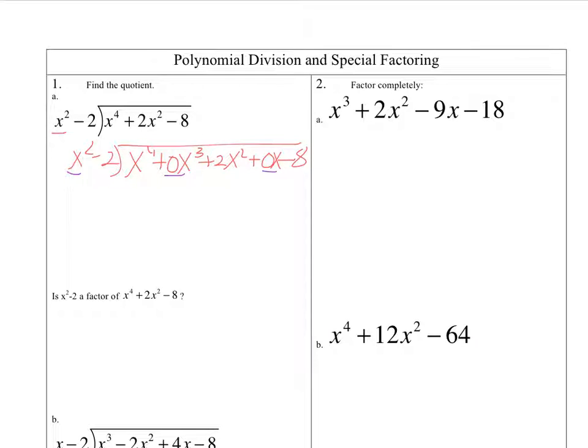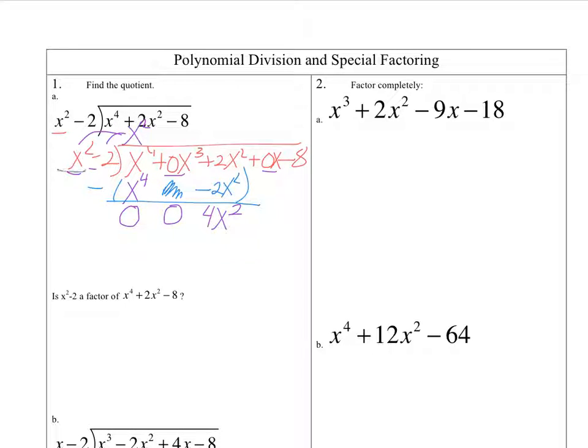I'm looking for what multiplies to get from x squared to x to the fourth. That's going to be x squared. When I multiply that down, I've got x to the fourth, and then minus 2x squared, which doesn't actually go under here, so I'm going to put a block there, minus 2x squared. I'm going to subtract that. X to the fourth minus x to the fourth is 0. That doesn't matter because that's 0 anyway. And then we've got 2x squared minus negative 2x squared, which is 4x squared.